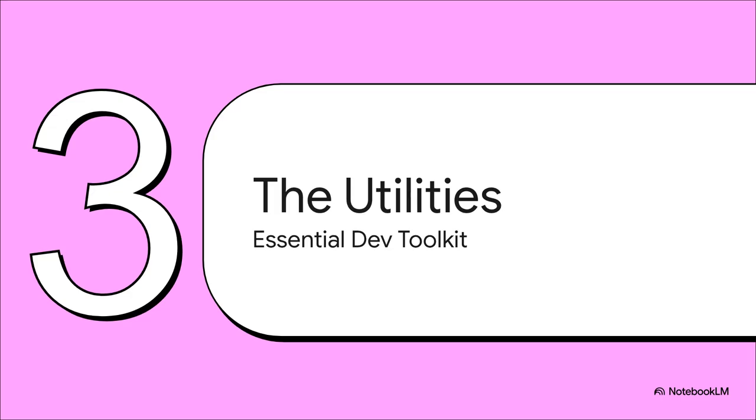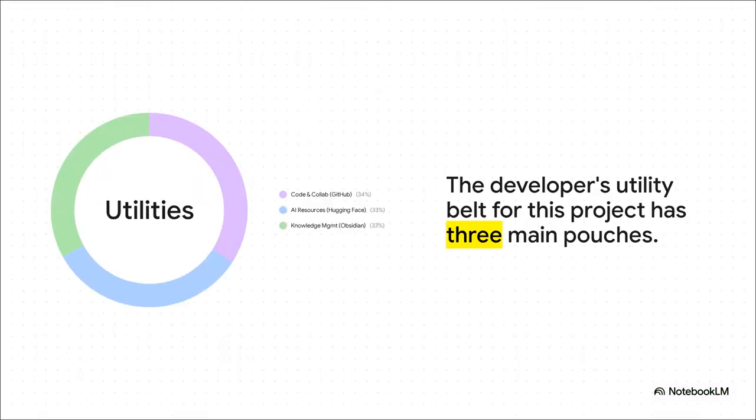Okay, so we've got our foundation and we've got our brain. But any modern professional needs their utility belt. Those special tools that make the job faster, more organized, and way more powerful. That's exactly what this next set of tools is all about. This developer's utility belt has three awesome tools. First, GitHub. That's pretty standard for managing code and working with others. Next, Hugging Face, which is this huge community hub for all things AI. Tons of models, datasets, you name it.